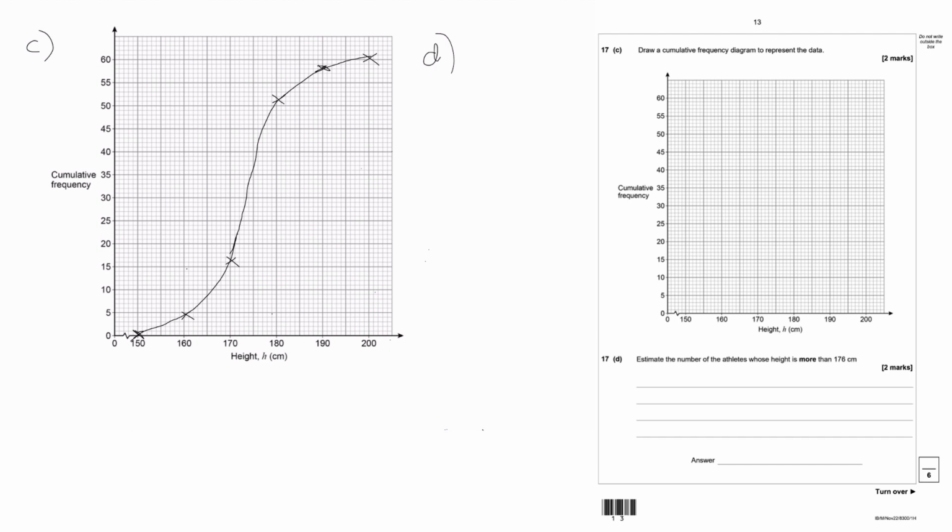And then for part D, we are asked to estimate the number of athletes whose height is more than 176. So what we're going to do here is go to 176 centimeters, and we just want to find whereabouts that hits the line. We can see that it's roughly about this point here. So it roughly hits about 40 people.